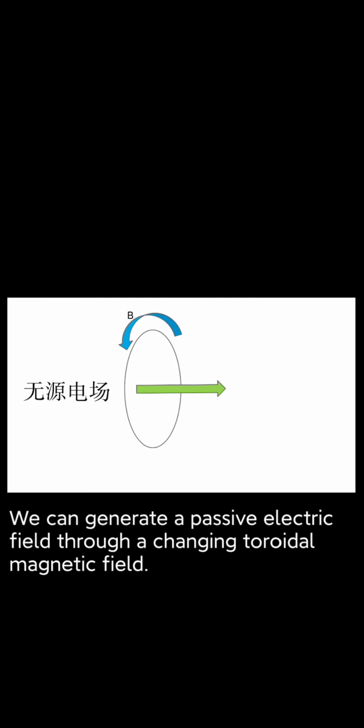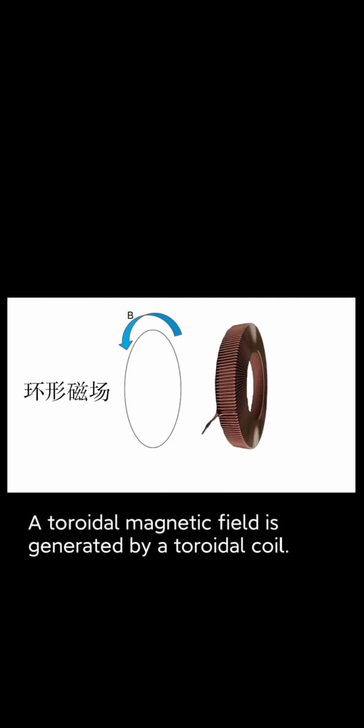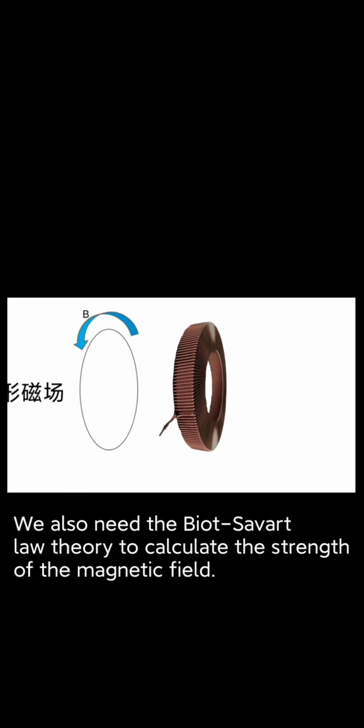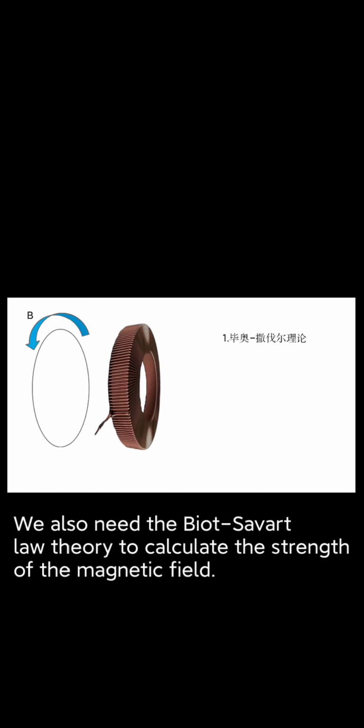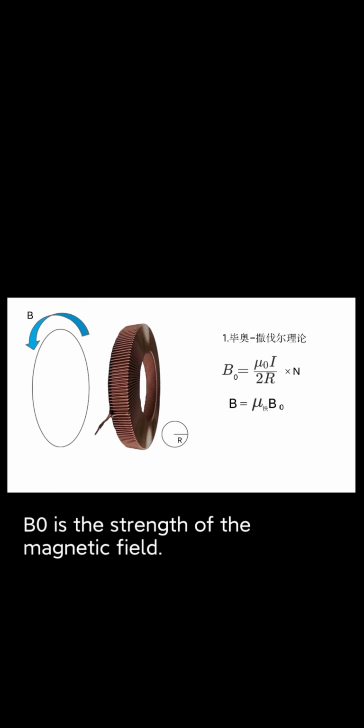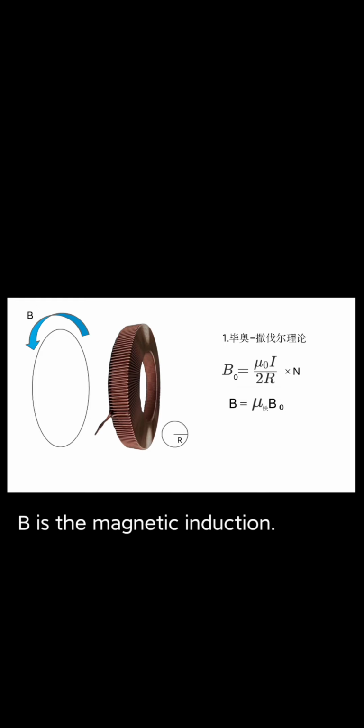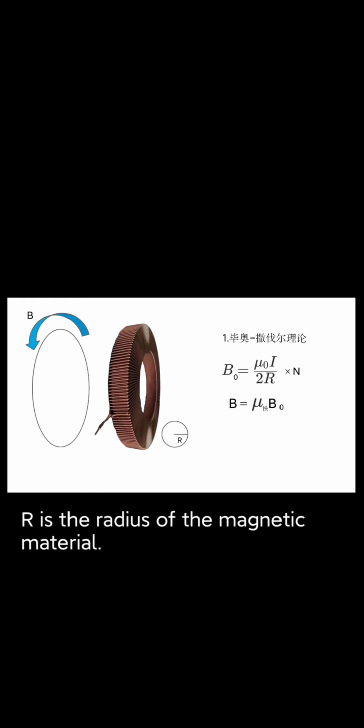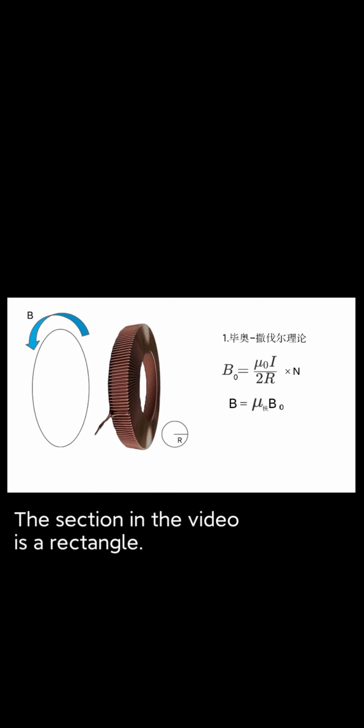We can generate a passive electric field through a changing toroidal magnetic field. A toroidal magnetic field is generated by a toroidal coil. We also need the Biot-Savart law to calculate the strength of the magnetic field. B0 is the strength of the magnetic field. B is the magnetic induction. R is the radius of the magnetic material. The section in the video is a rectangle.